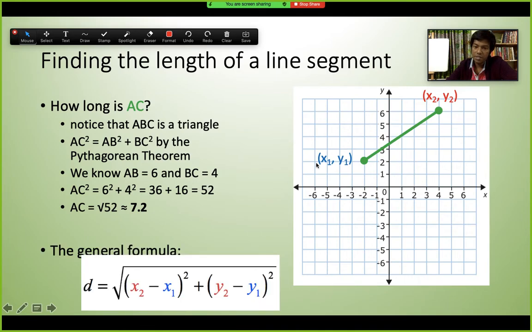How can we find the distance? If you know the coordinates x1, y1 and x2, y2, then you can use this formula to find the distance between these two points.